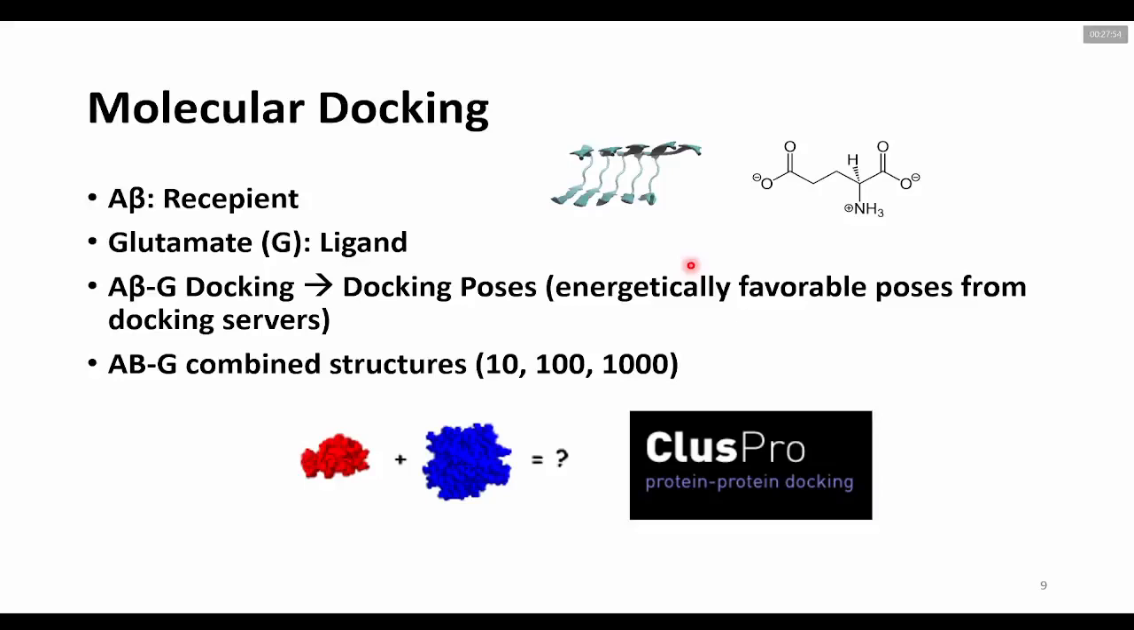So let's say we are going to some docking servers. Some popular docking servers are PatchDock and FireDock or ClusPro. You can also use HADDOCK, or you can use GRAMM-X, you can use Rosetta, and sometimes they allow you some flexibility in terms of designing how you want to see them interact. Sometimes you can determine their binding affinity, binding energies, and also favorable docking positions.